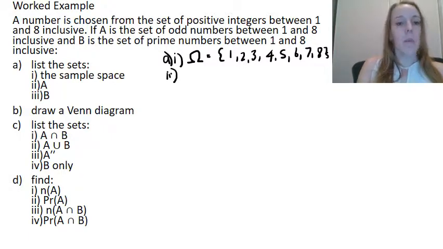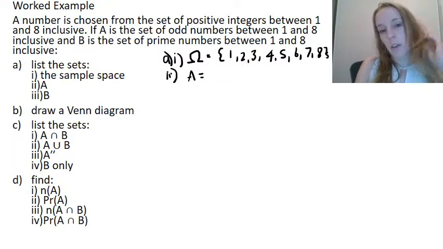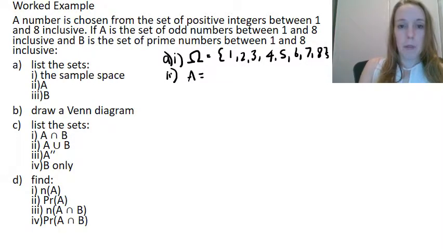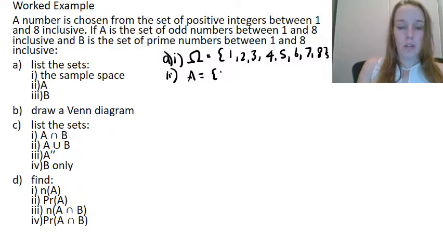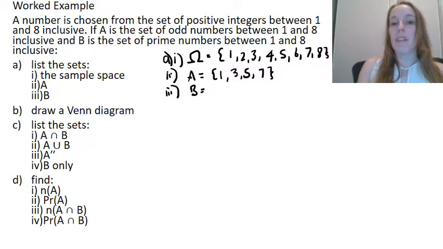For our second one there, we have to list the sample space in A. So A is obviously a subset of our total sample space, and A is the odd numbers between 1 and 8 inclusive. So that's 1, 3, 5, and 7. That would be our totals there. And for B, we're listing all the numbers within the subset B, and that's the prime numbers between 1 and 8. So remember, 1 is not a prime number, so that will give us 2, 3, 5, and 7.